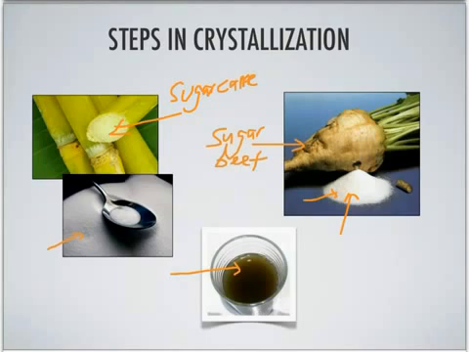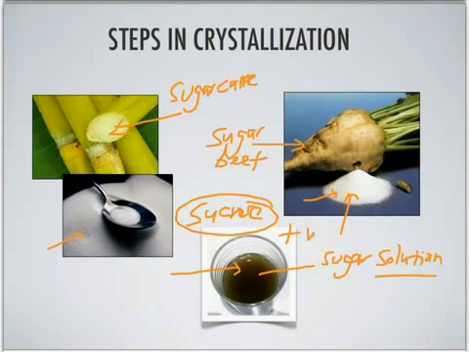So the sugar juice is technically a sugar solution. When we say a solution, we have sucrose as the solute and water as the solvent. So this is what we have in this sugar syrup or the juice that we obtain from the sugar cane. So this is one example of crystallization which starts from a solution.